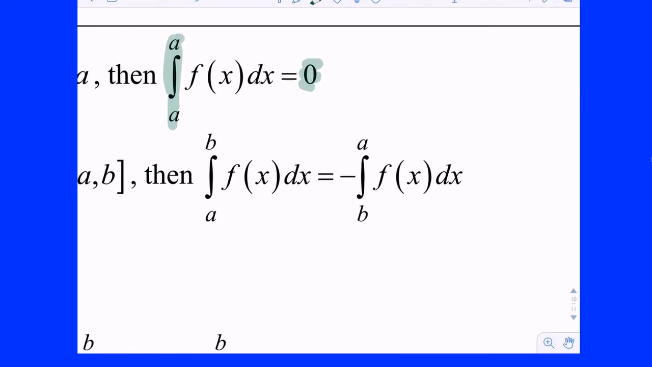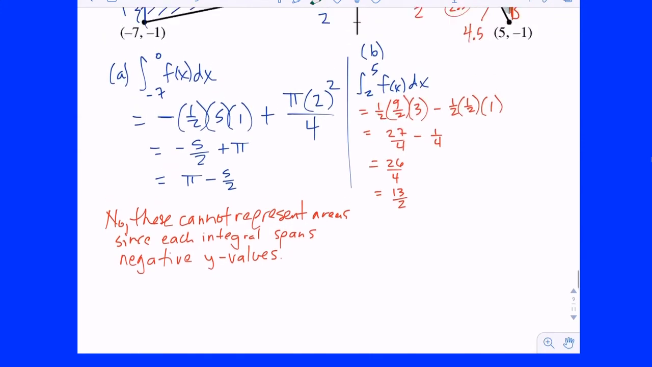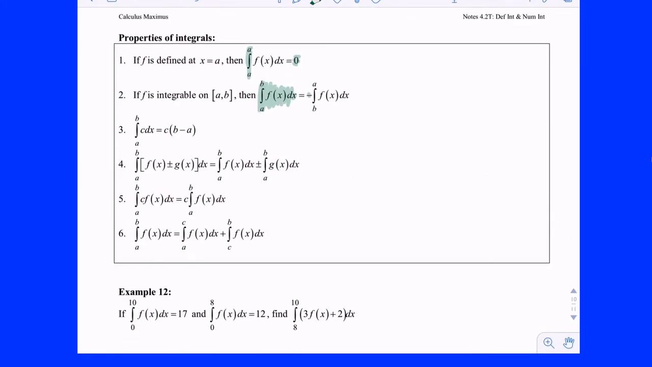You don't accumulate anything. The next one we've already summarized, but here it is in the chart. The integral from a to b is the opposite of the integral from b to a. So if you ever need to make a region the opposite sign, you can either flip the intervals of integration or you can put a negative sign out front. And we could have done that up here. We could have rewritten it, but we didn't need to. We did it with our numbers.